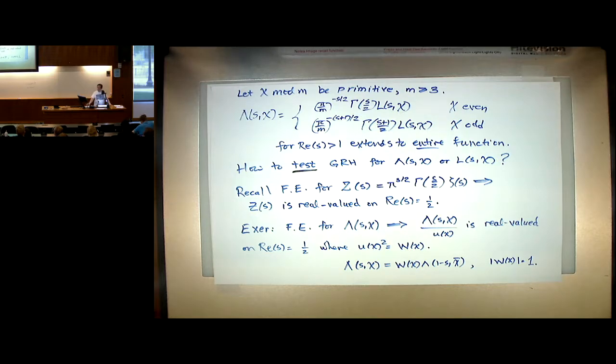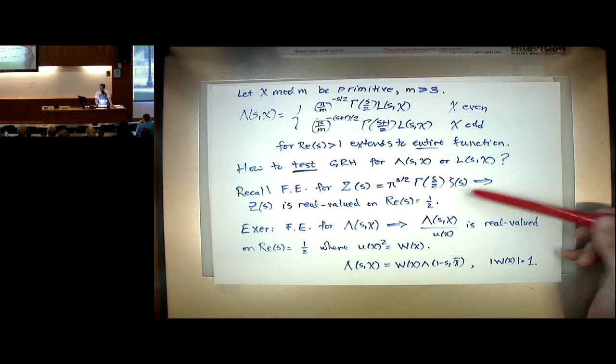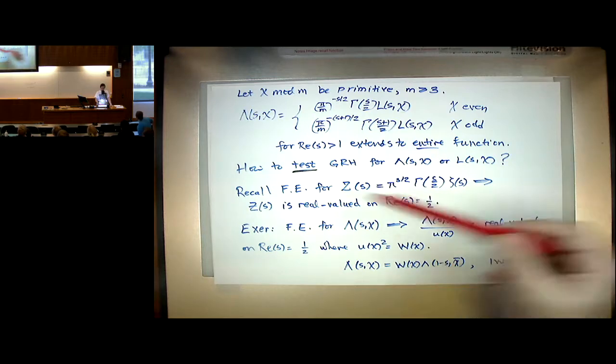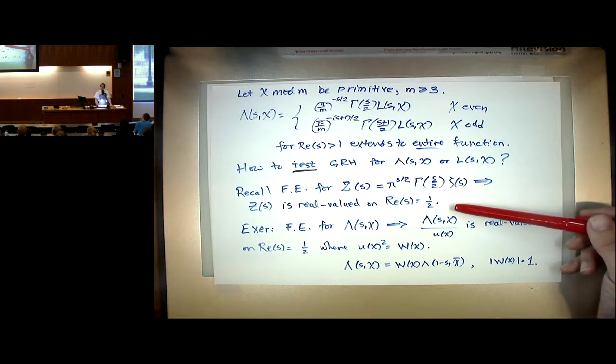So before we discuss applications of the generalized Riemann hypothesis, how do you test the generalized Riemann hypothesis in a particular example? So I mentioned before for the Riemann zeta function that zeta of 1/2 plus it doesn't behave particularly interestingly on the critical line, but the completed zeta function, by the functional equation we saw, is real valued on the critical line, so you can detect zeros with sign changes. You have two methods.